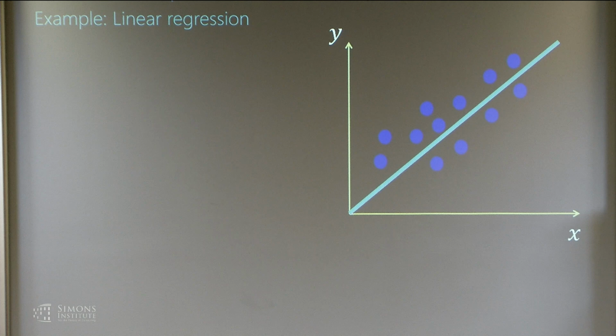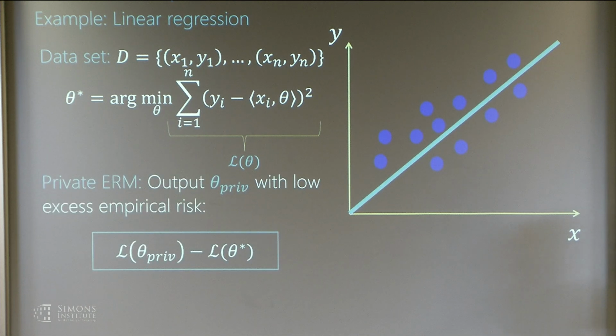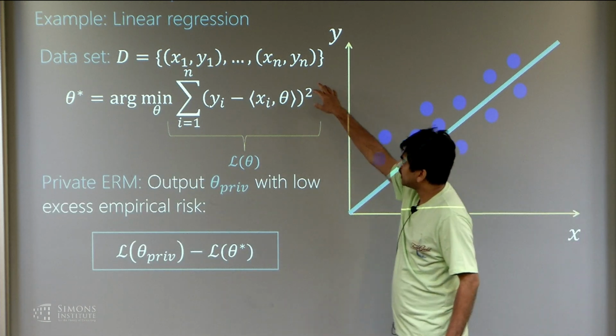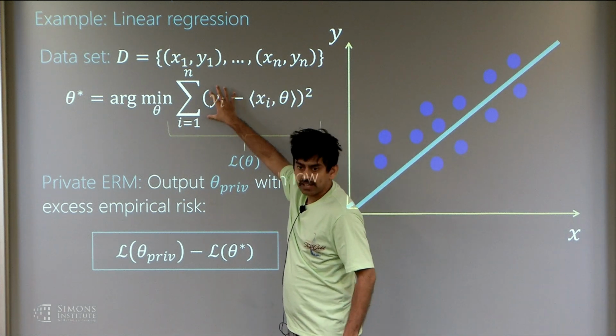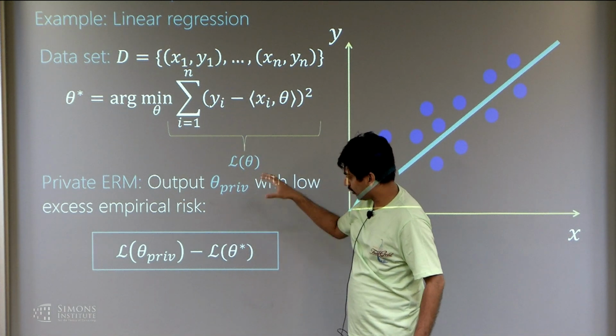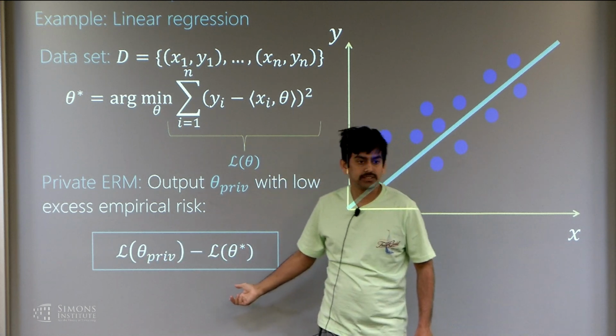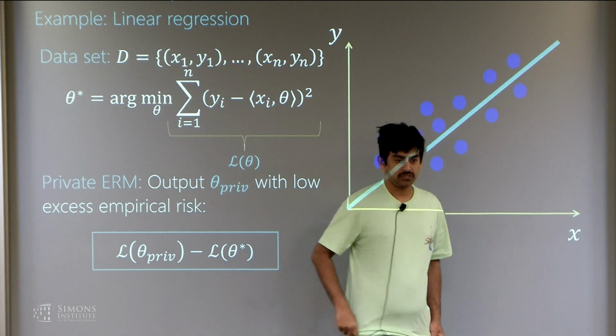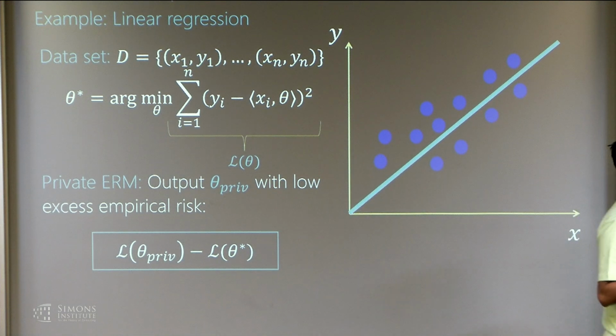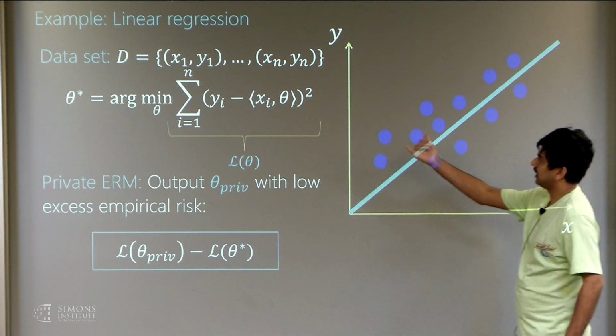This is just to wake you up. This is a slide for linear regression, just to say what setup I'm working in. I'm working with ERM, basically a bunch of data samples. I have the empirical minimizer, and I want an algorithm which produces a model theta priv, where the empirical loss is close to the best possible empirical risk. In this talk, I will not focus on population risk. I'm just focusing on the empirical risk, for simplicity of the talk. And this is just a picture of linear regression, where the loss is essentially least squares loss.